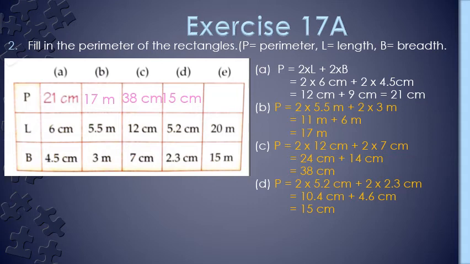Here the length is equal to 20 meter and the breadth is equal to 15 meter. So the perimeter is equal to 2 multiplied by length, that is 2 multiplied by 20 meter, plus 2 multiplied by breadth, that is 2 multiplied by 15 meter, which is equal to 40 meter plus 30 meter, and which in turn is equal to 70 meter. So the perimeter is equal to 70 meter.